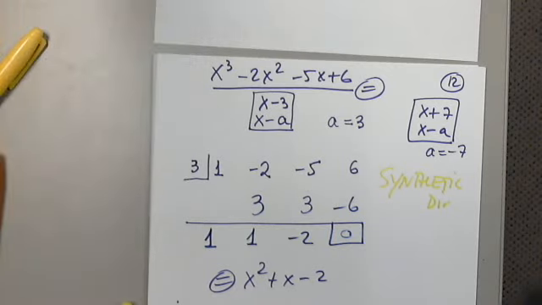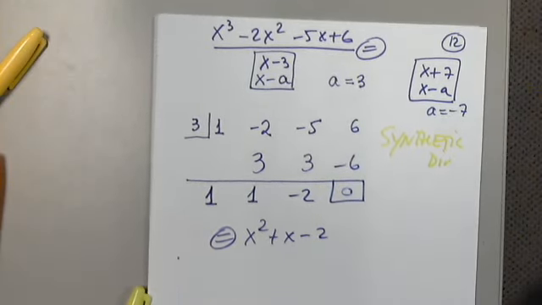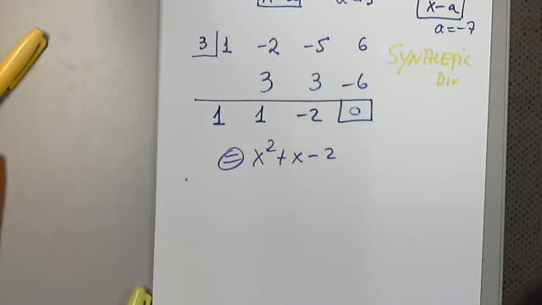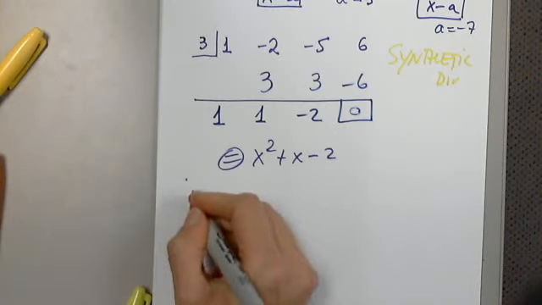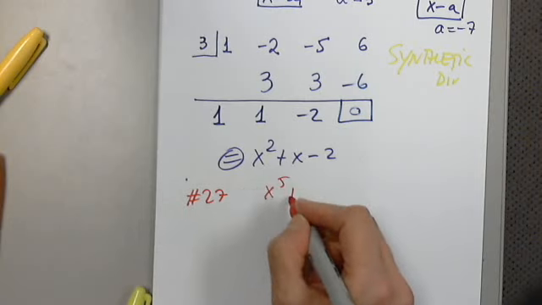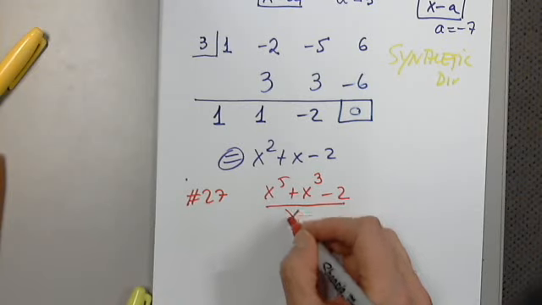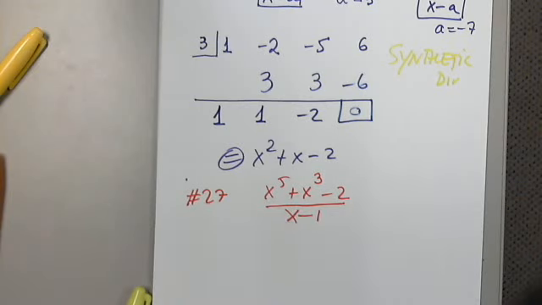Any questions? And I know I will not forget to pick 27, in which some terms are missing, and you will choose the method. It can be both. It can be long division. It can be synthetic division. So 27 is x to the 5th plus x to the 3rd minus 2 divided by x minus 1.